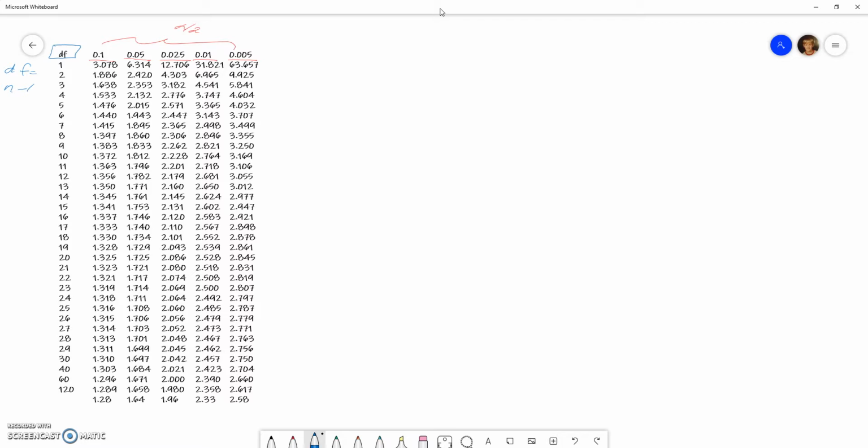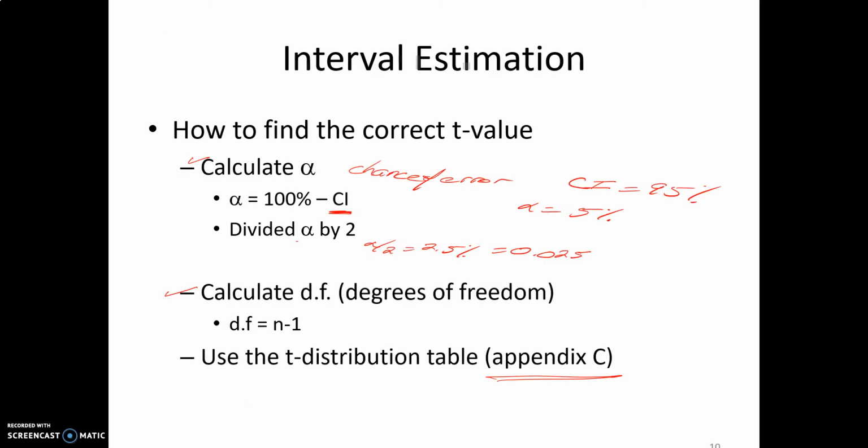So we have to find the right column. The right column is based on half of alpha. If the confidence interval is 95%, alpha is 5%, 0.05. Half of alpha is going to be 2.5% or 0.025. So then we would be looking at this column, and then we'd have to find the corresponding row based on the degrees of freedom. We can look at a couple of examples in the overhead or the PowerPoint here.